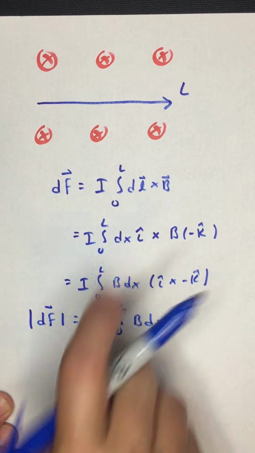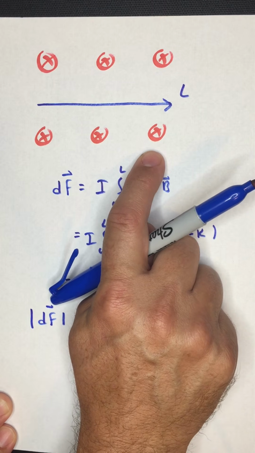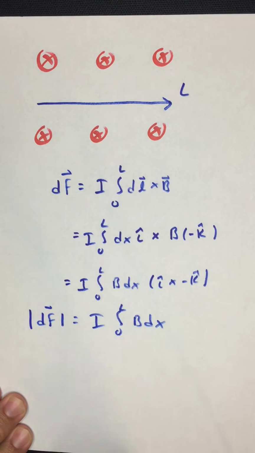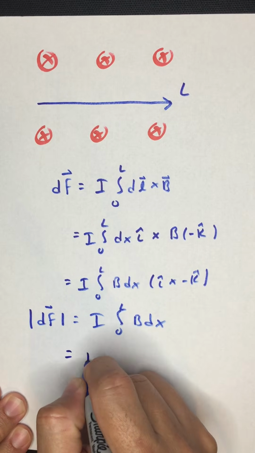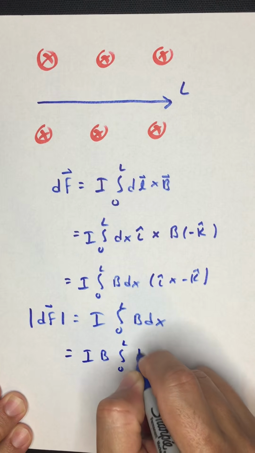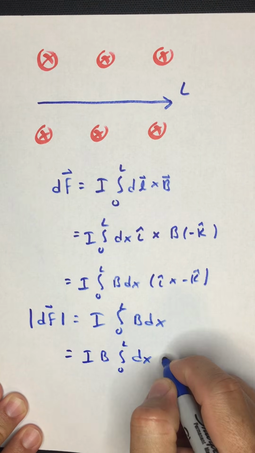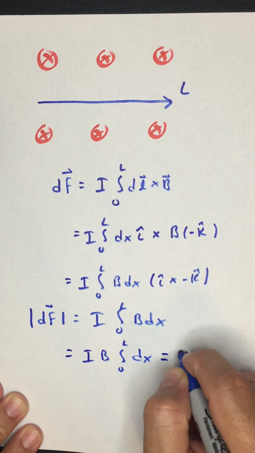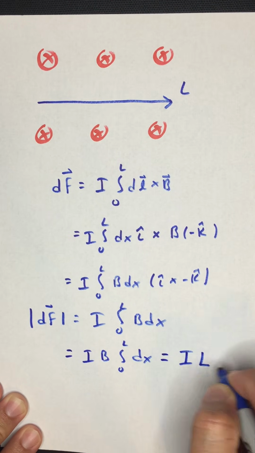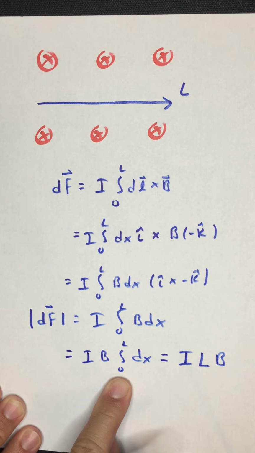Well, b is also, as I've drawn it, steady. I shouldn't say steady. I should say a constant in magnitude and direction. And what I'm going to get here is then b integral from 0 to L of dx. This is about the easiest integral you're ever going to evaluate. I'm going to write it in the standard way people do, ILb, where L comes from the evaluation of this integral.